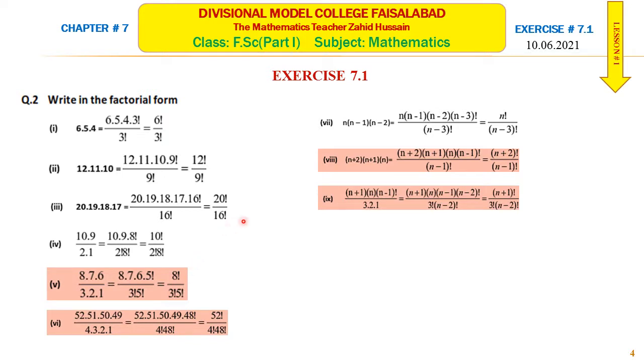Ninth part is (n plus 1)(n minus 1) factorial over 3 factorial. So what we will write, this is (n plus 1)(n minus 1) multiplied by (n minus 2) factorial. This (n minus 1) factorial is written as (n minus 1), and the number smaller than n minus 1, which is n minus 2, factorial, divided by 3 factorial into (n minus 2) factorial. So in the numerator there is (n plus 1) factorial over 3 factorial into (n minus 2) factorial.